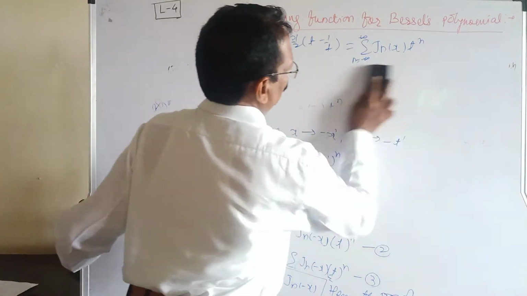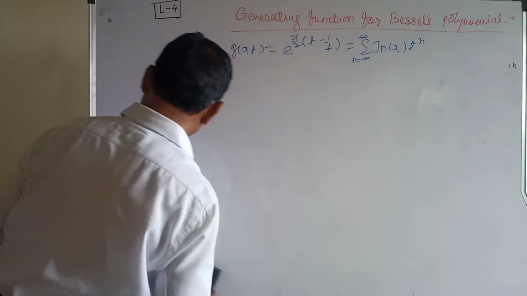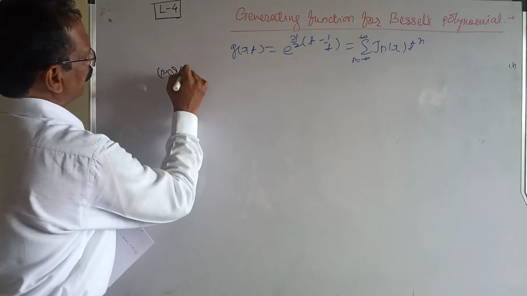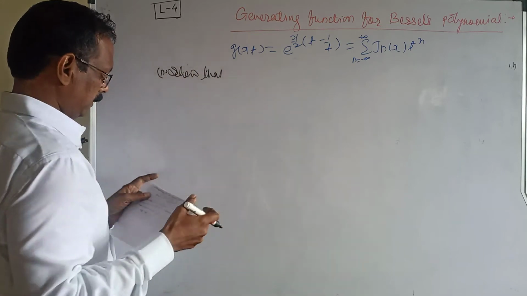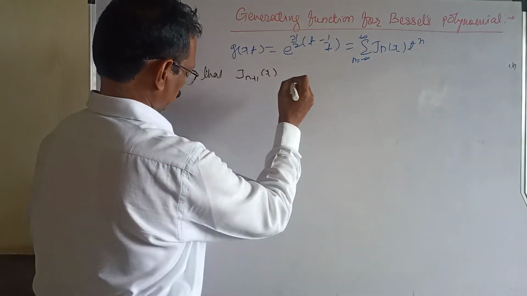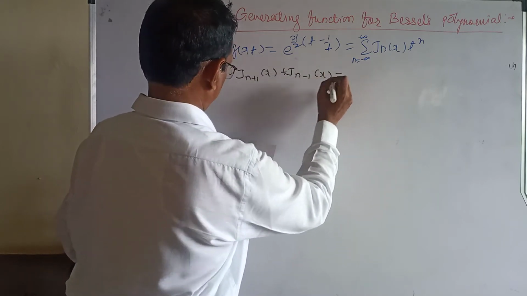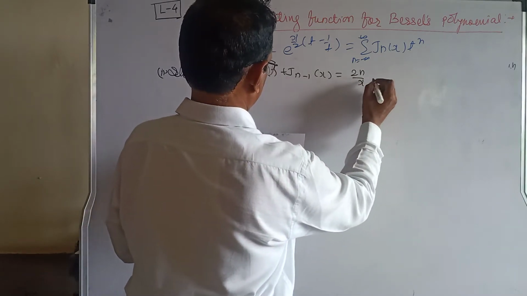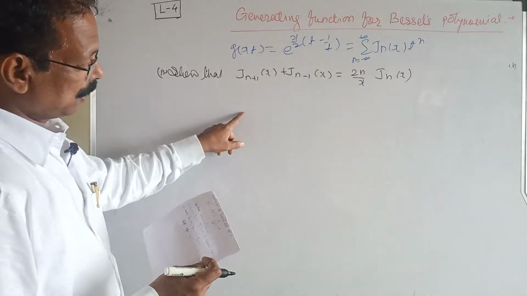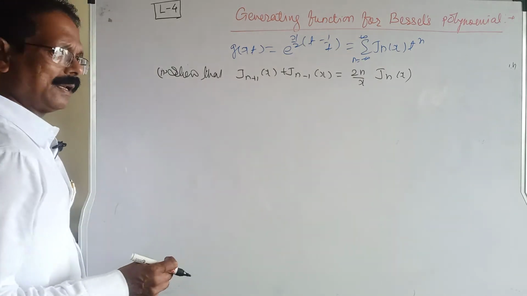Now secondly, we will solve another type of example. Example 2 is: show that Jn plus 1 of x plus Jn minus 1 of x is equal to 2n by x into Jn of x. Last time I told you about this type of example.